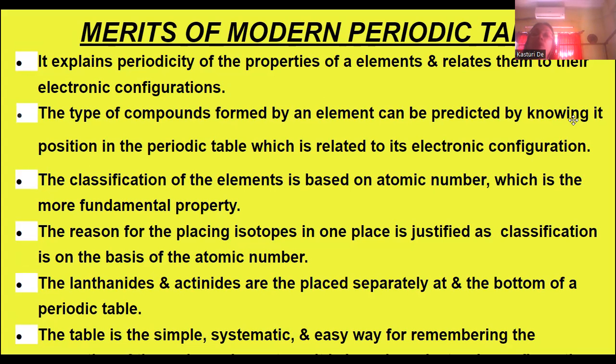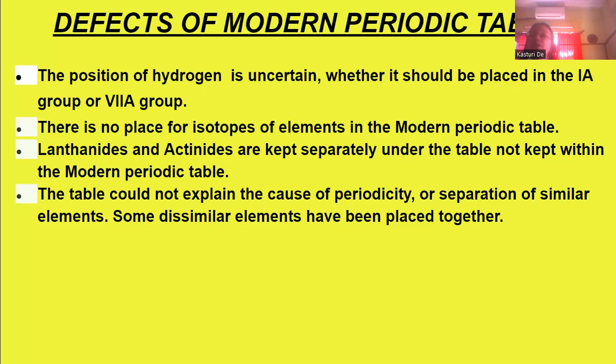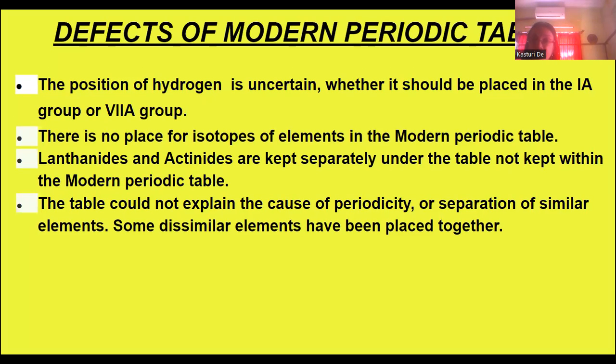Now, what were the demerits? That is, defects. Defects were that the position of hydrogen was not certain. It should be placed in 1A or 7A, that is not confirmed. So there is no place for isotopes of the elements in the modern periodic table. Even the lanthanides and actinides are placed separately and not kept within the main periodic table. That's a defect for the modern periodic table.